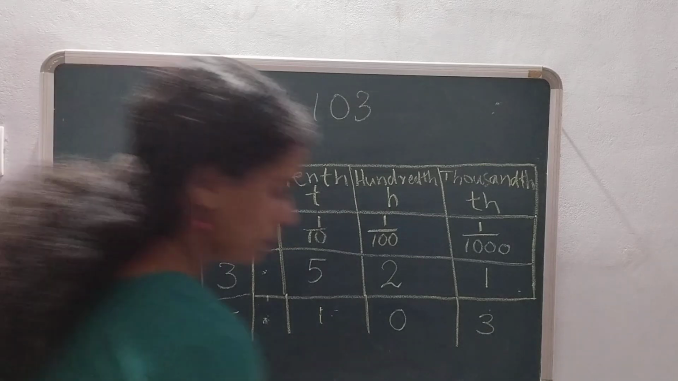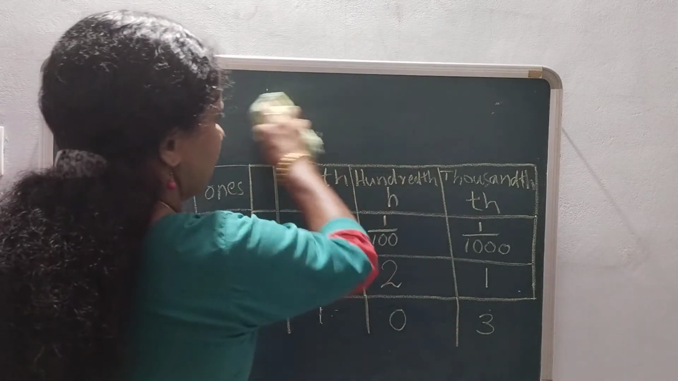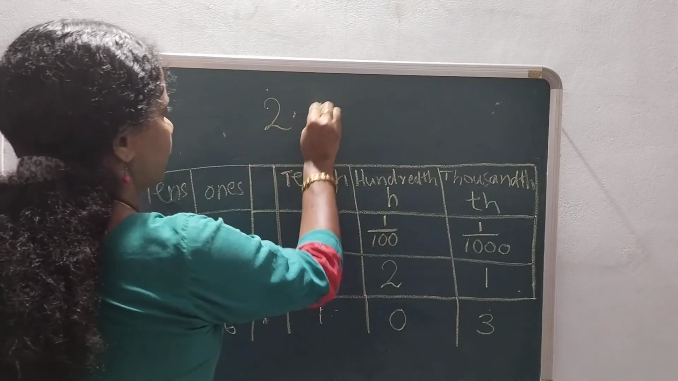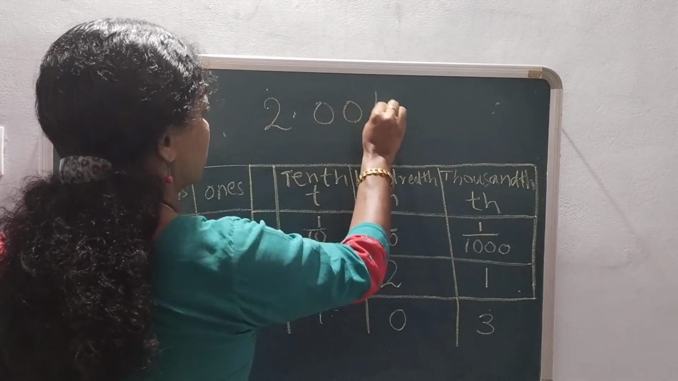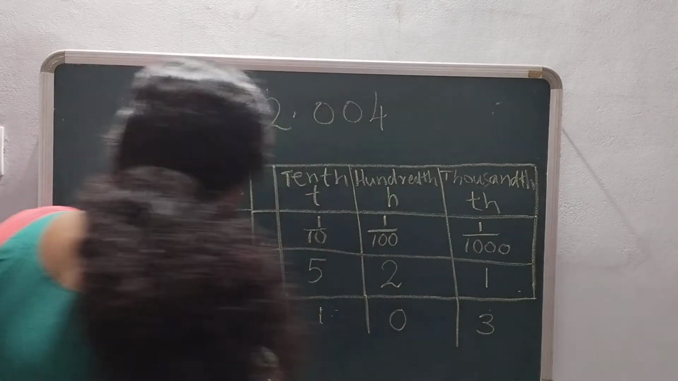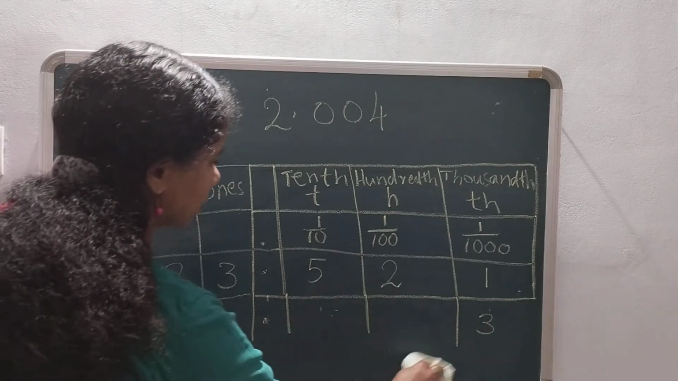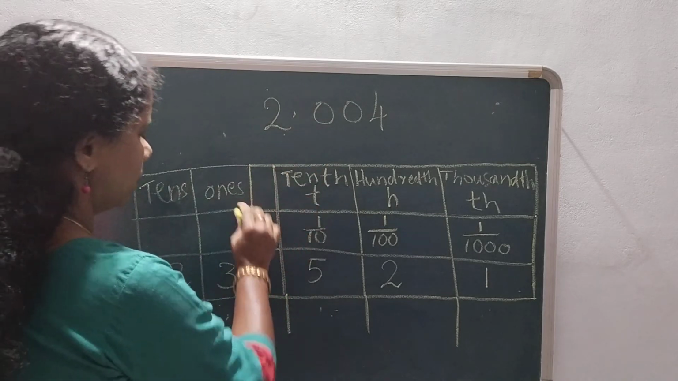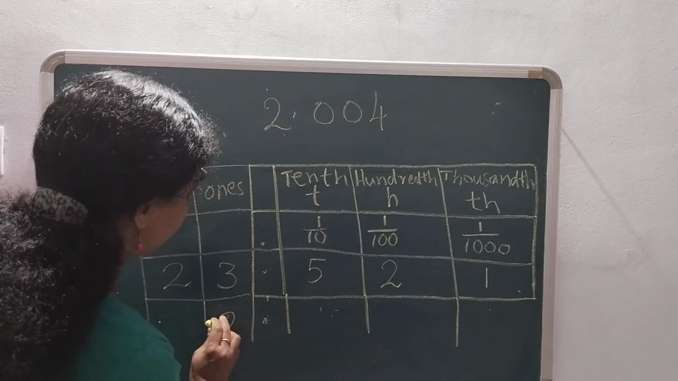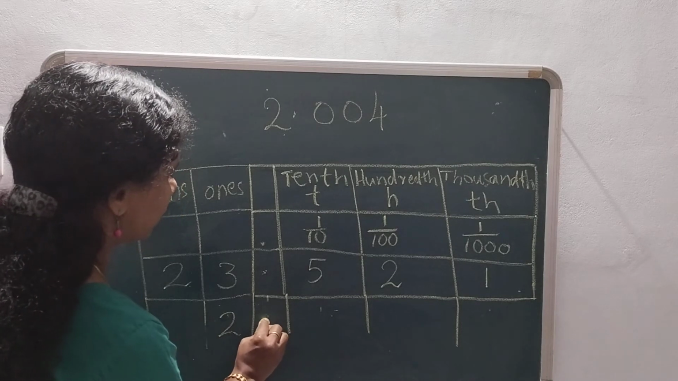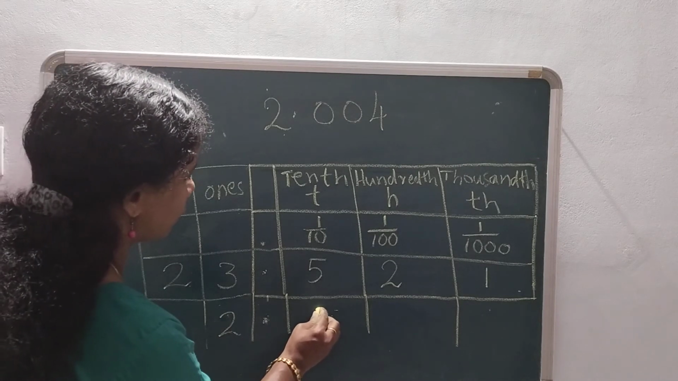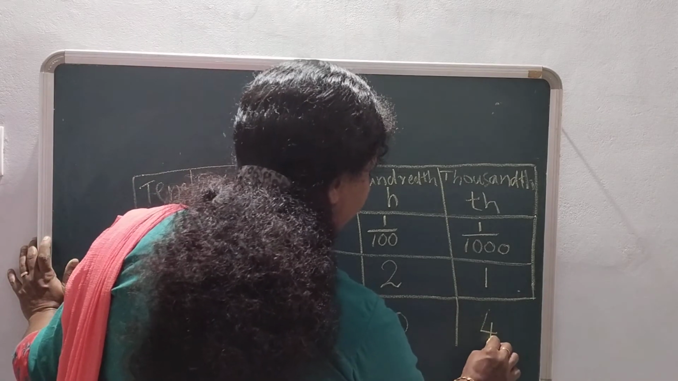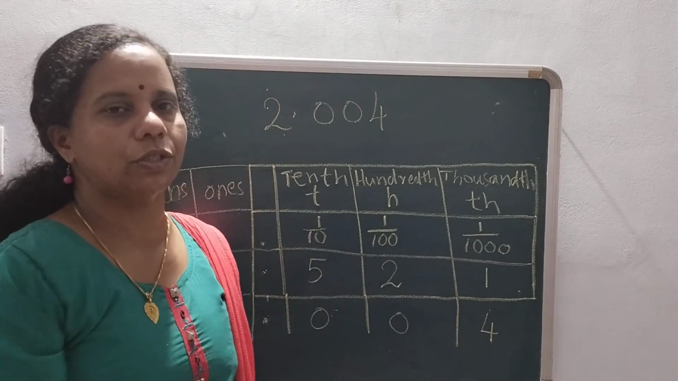Okay, children. Now if you are given one more question, 2.004, how will you do it? See, what's the whole number given? That is 2 in the ones place. Okay, then we put the decimal point. Then in the tenths place it is 0, 0 in the hundredths place, and 4 in the thousandths place. Okay, children, this is how we have to do.